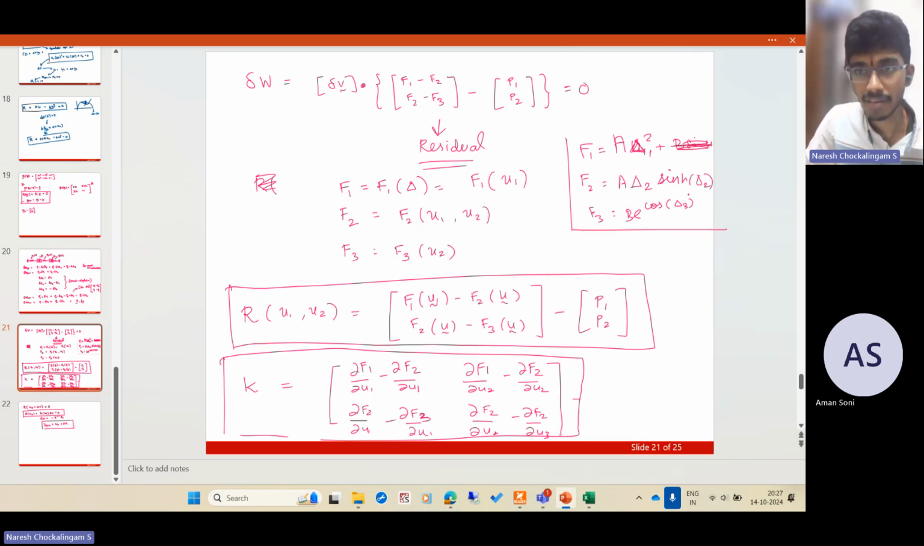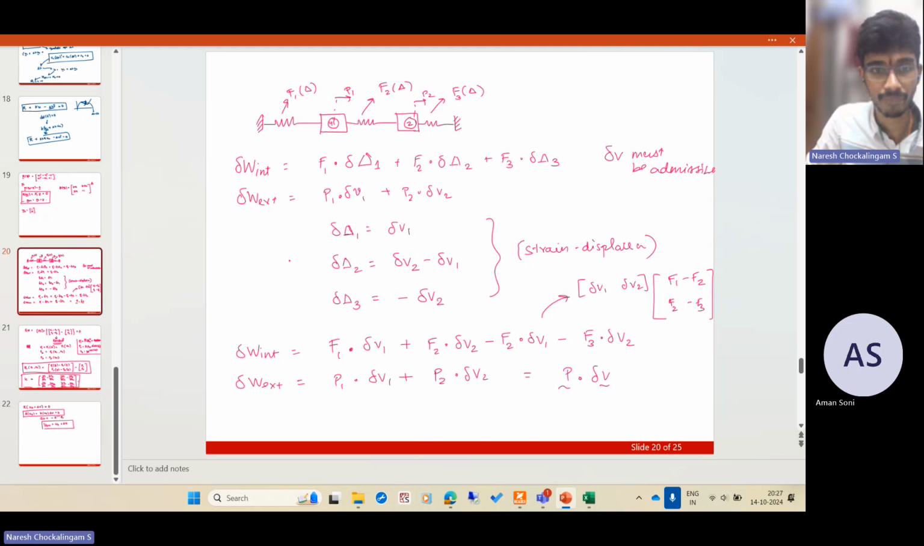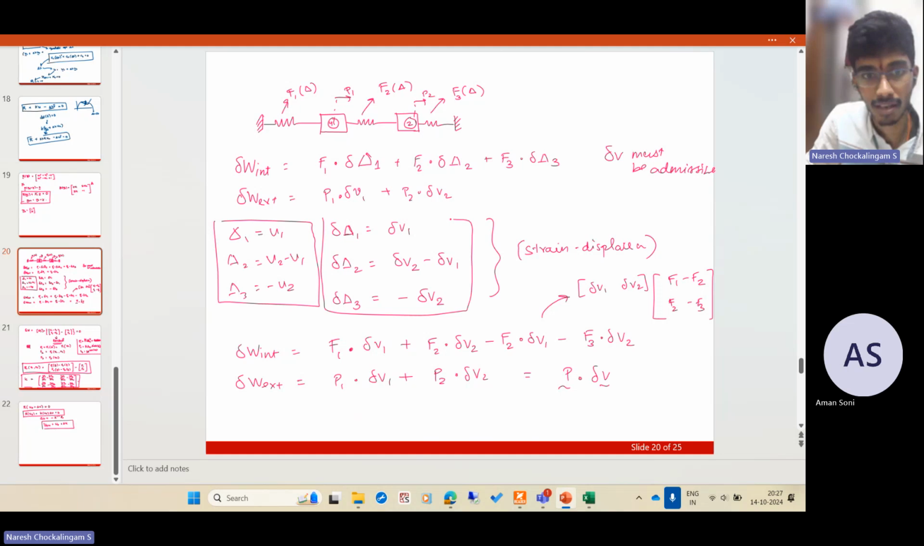So in place of delta 1, delta 2, delta 3, I have to substitute these in terms of u. Again, delta 1 is equal to u1, delta 2 is equal to u2 minus u1, delta 3 is equal to minus u2. So these are the real displacements. These are the virtual displacements.